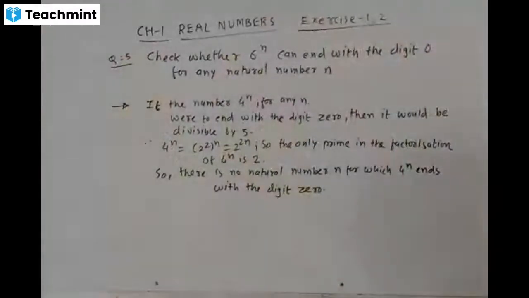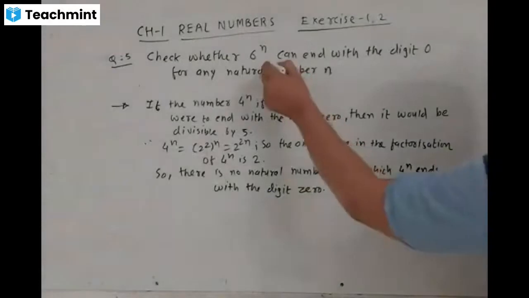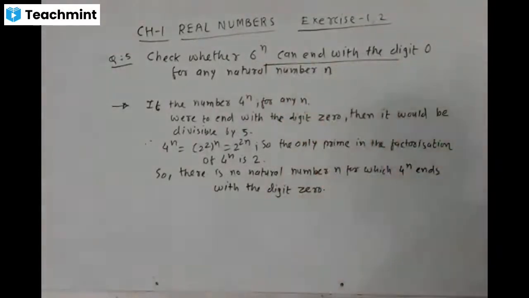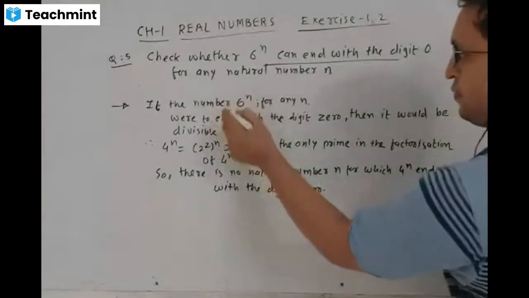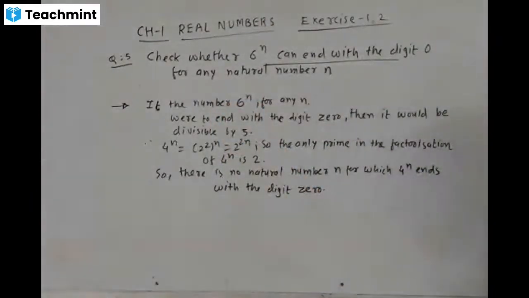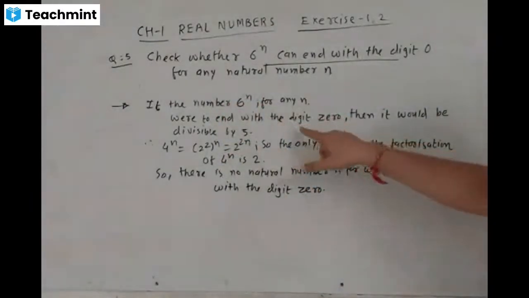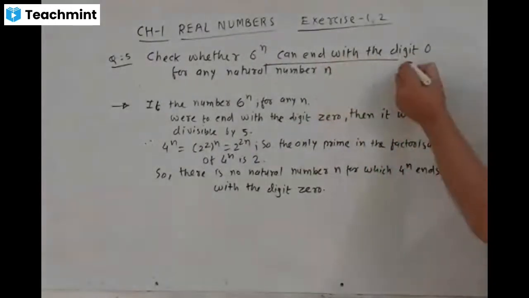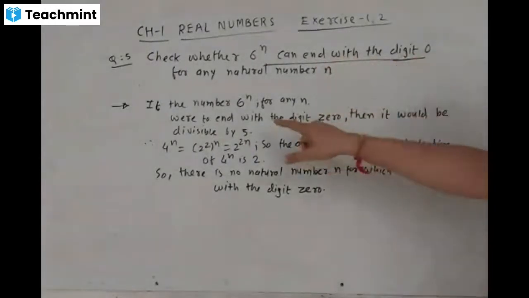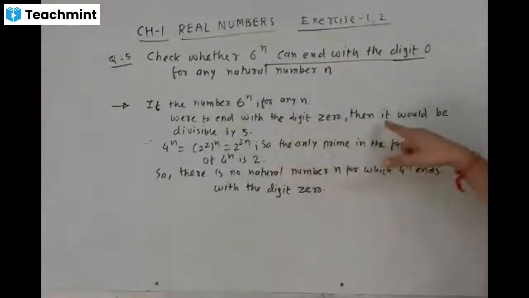Check whether 6 raised to n can end with the digit 0 for any natural number n. If the number is 6 raised to n, were to end with the digit 0, यहाँ पे लिखा है can end with the digit 0. Were the number to end with the digit 0, then it would be divisible by 5. कोई भी नंबर का 0 से एंड होता तो वो 5 से डिविजिबल होता ही है कंपलसरी.